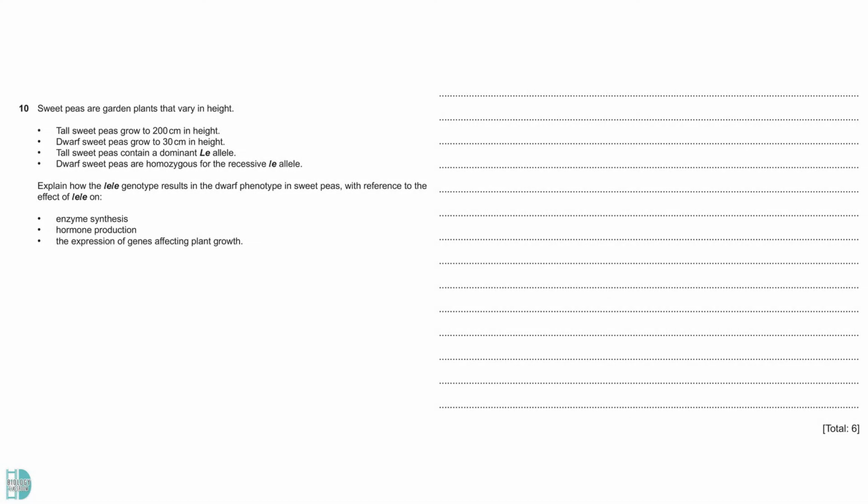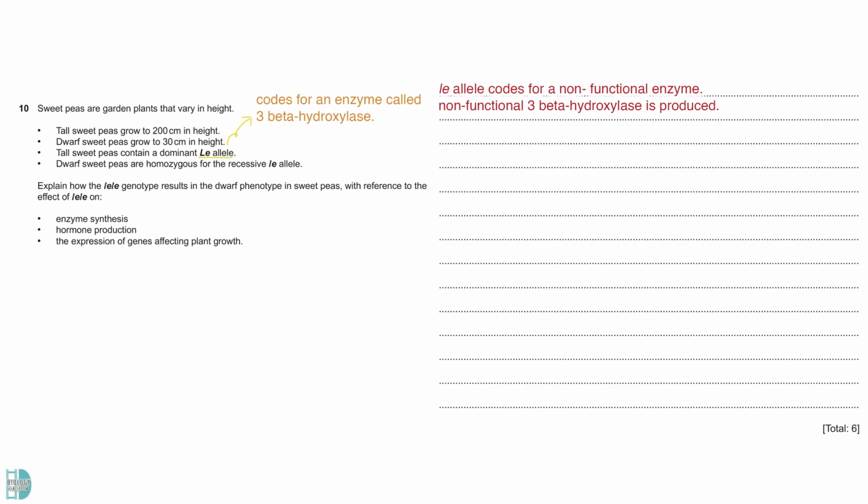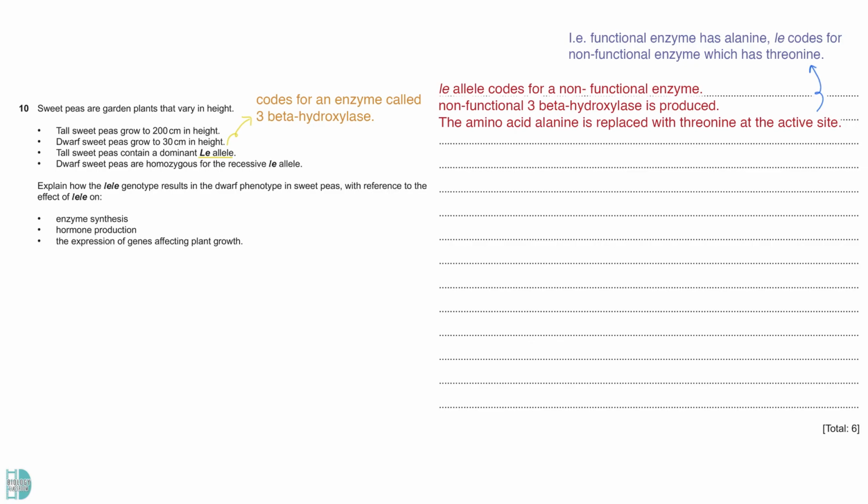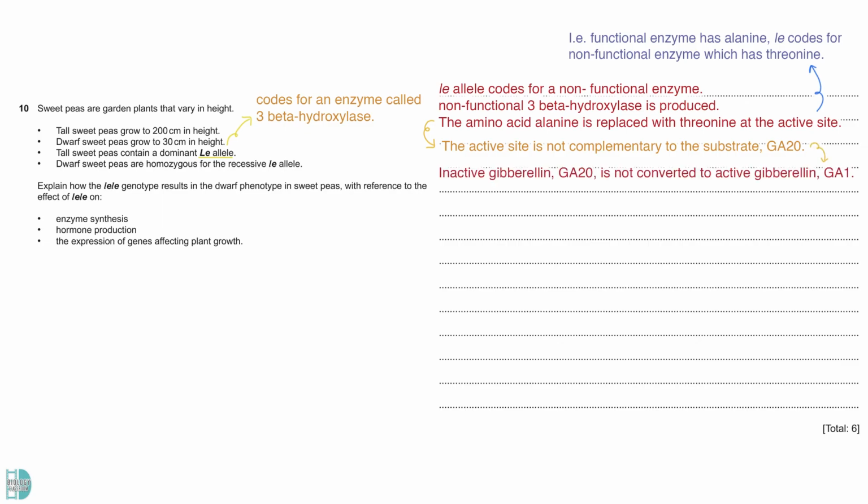Question 10 wants you to explain how the homozygous LE genotype results in the dwarf phenotype in sweet peas. The LE gene codes for an enzyme called 3-beta-hydroxylase. The mutated allele, small le, codes for a non-functional version of this enzyme. The amino acid alanine at the active site of the enzyme is replaced with threonine. This causes the active site to no longer be complementary to its substrate, GA20. GA20, an inactive form of gibberellin, cannot be converted by the enzyme to its active form, GA1.